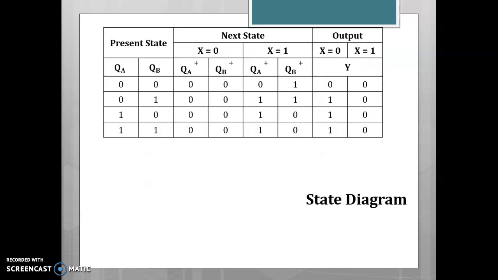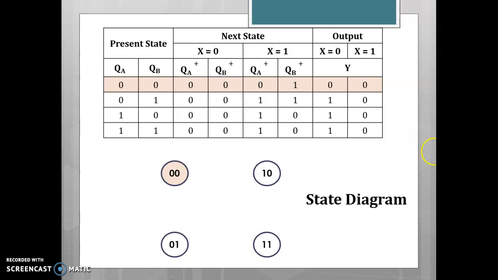And the final step is to draw the state diagram. In the state diagram, the entire information in the state table will be represented graphically. Here we'll have 4 states: 00, 01, 10, 11, and these states are represented by circles. So we'll start with the state 00.